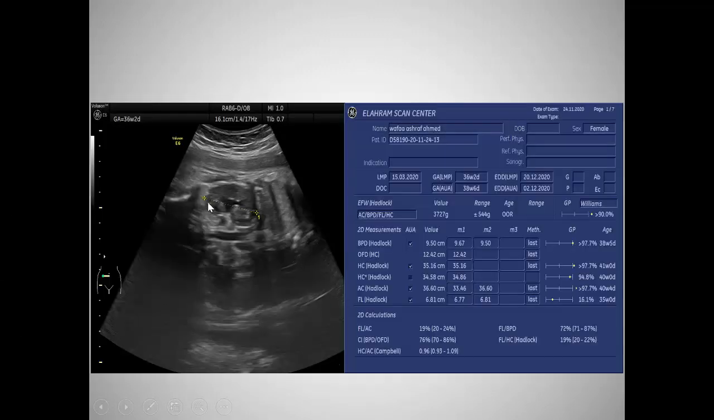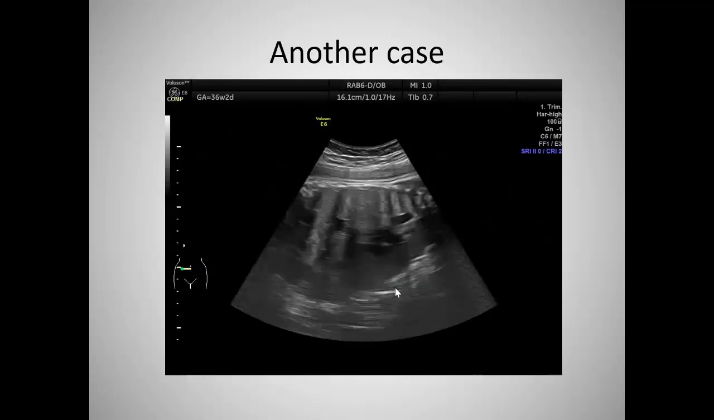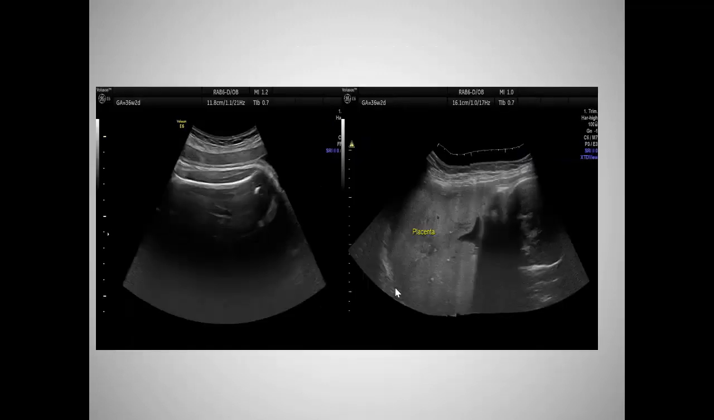The kidney length, how to measure the kidney length, and here the biophysical profile. This is the third case. In this third case, she's overweight, but here it is 38 weeks. I asked the patient if she's diabetic, but she said no. So here the problem is a large for date fetus, not small for date fetus, and she may be a case for cesarean section.